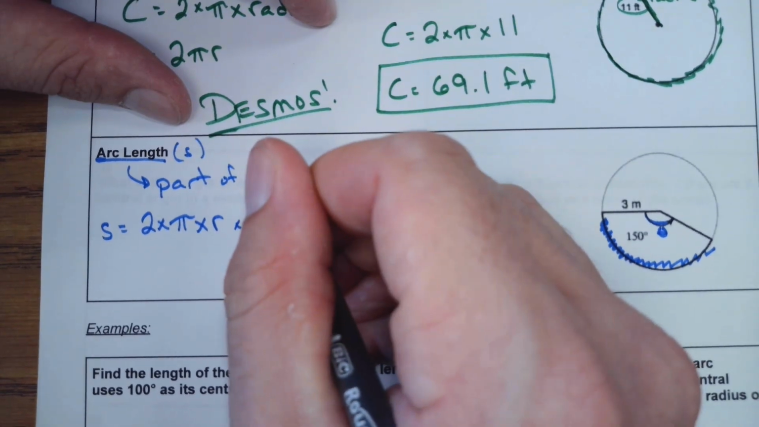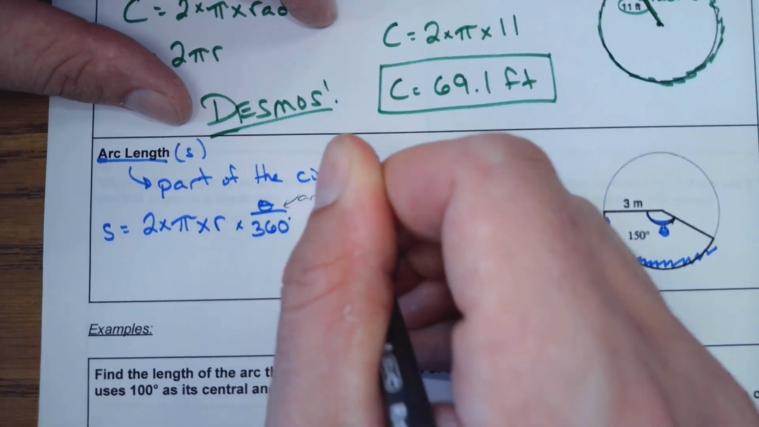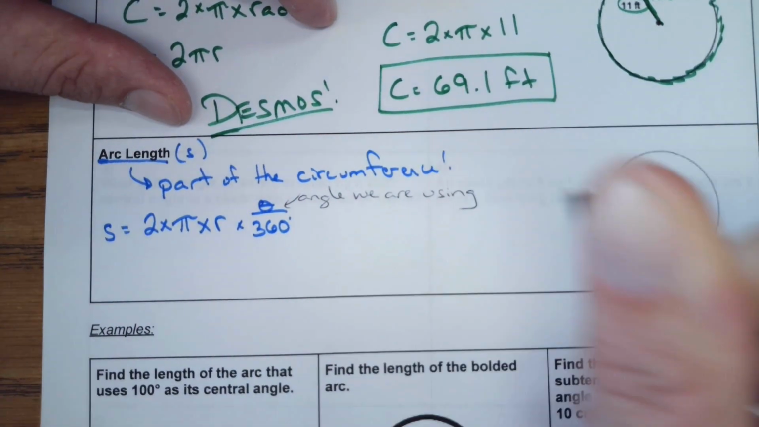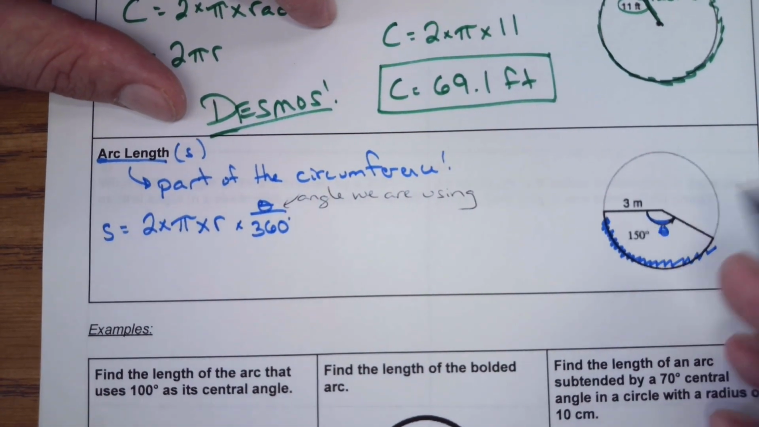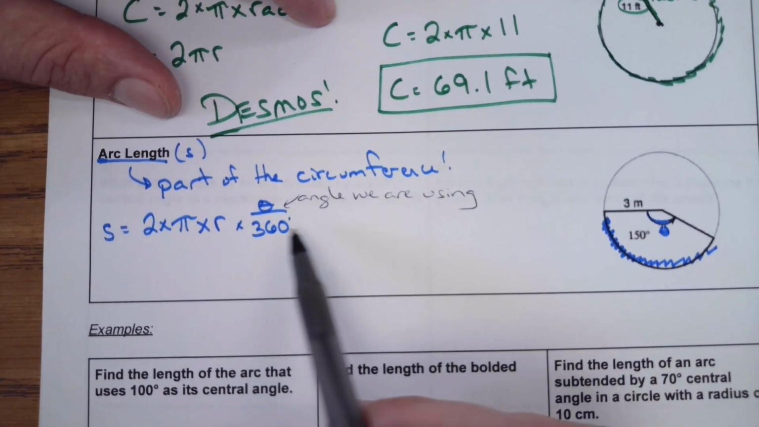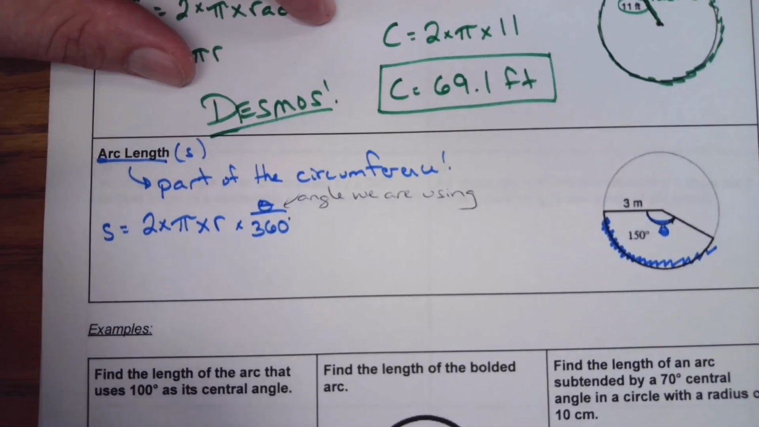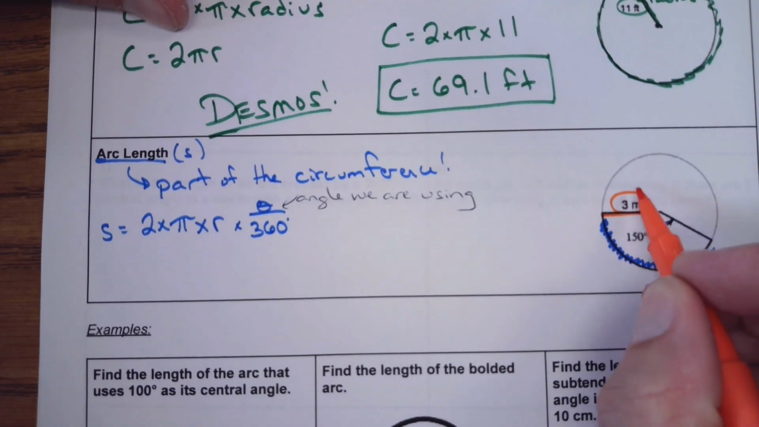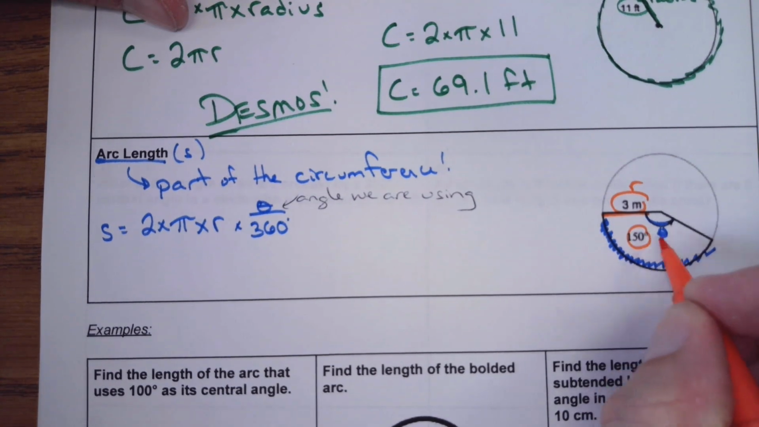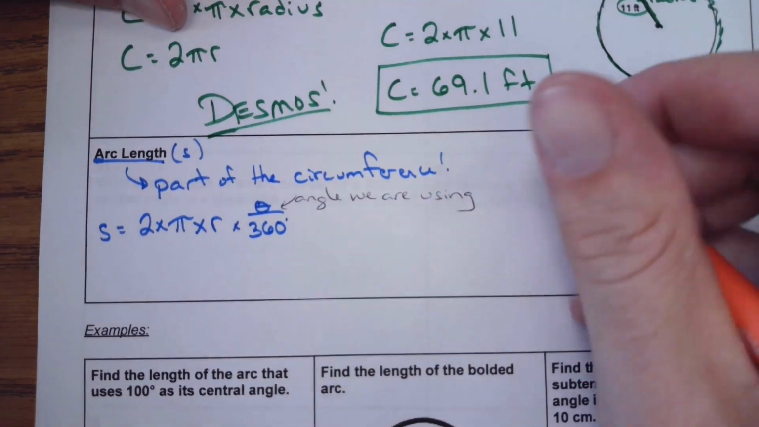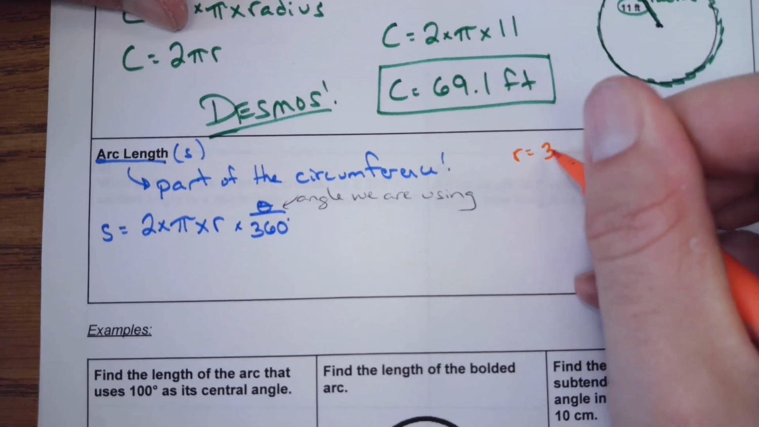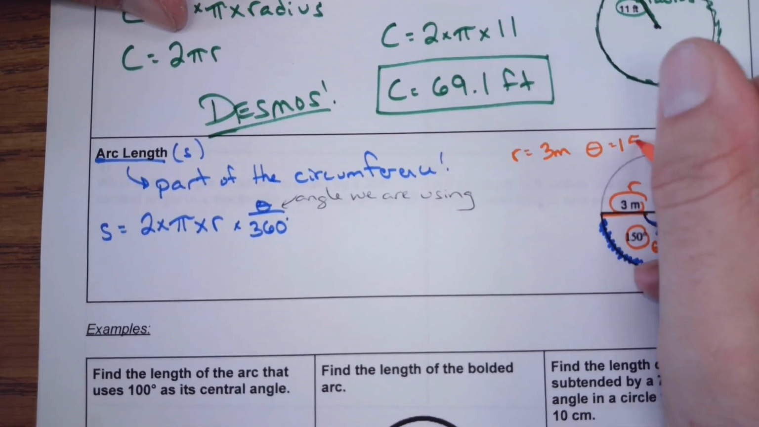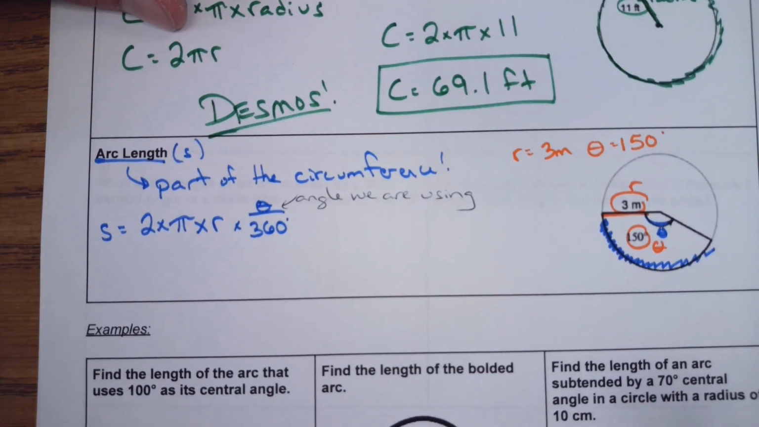So this is the angle we are using. And when I say angle, I'm talking about the central angle. So the central angle here, out of 360, so out of the whole circle. So I come over here and I figure out what information do I have. So 3, this is my radius, and then 150, that's my theta. So the radius is equal to 3 meters, and theta is equal to 150 degrees.